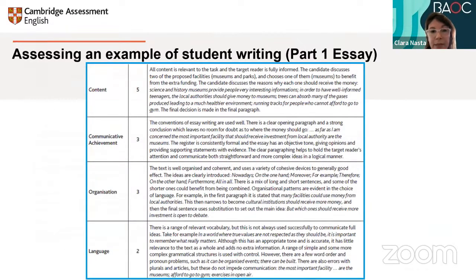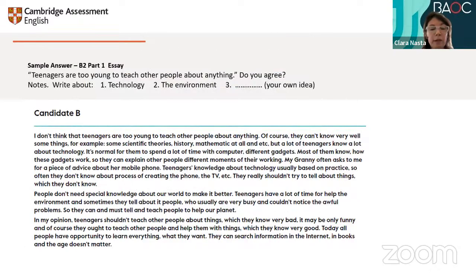Here I have another piece. This is also in your handout. This is the B2 essay, part 1, and the rubric is there too, right? Teenagers are too young to teach other people about anything. In the rubric for B2, part 1, they always get an introductory statement like this that sets the topic, and they are invited to express their agreement or disagreement. And they are given 2 ideas that they have to include. And then a third idea, they are invited to add their own idea.